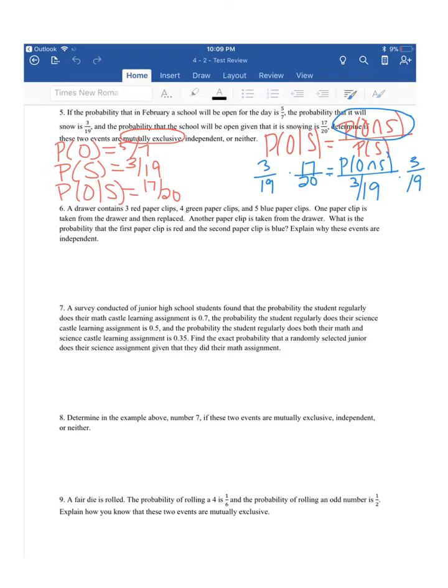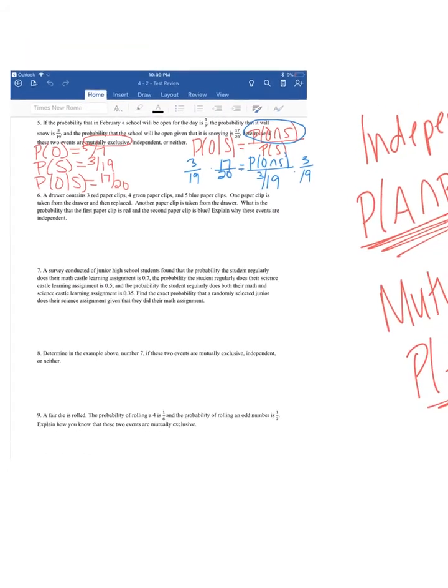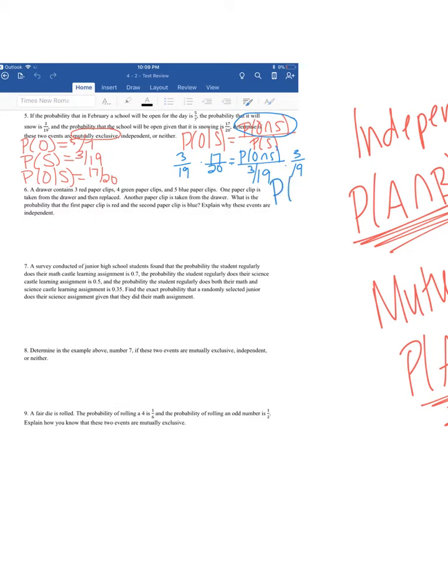So again, you can use your alpha y equals button. So you do 3/19 times 17/20. So here I end up getting that the probability of O and S is equal to 51/380. So right away, because we have this, it tells me that it's not mutually exclusive.